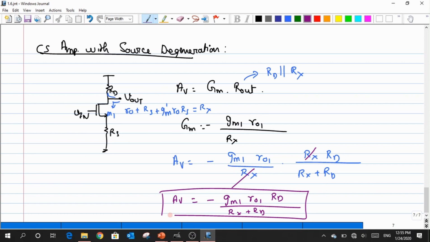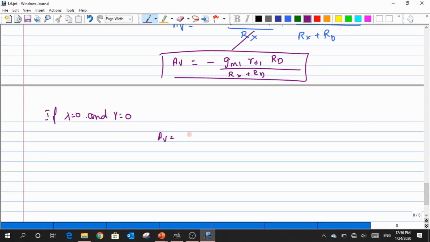Now that we have got this expression, let us have a deep look into this. In case I assume that lambda is equal to 0 and gamma is equal to 0, how does this expression step down? We'll work with GM itself. What happens to the GM, which was defined as something like GM1 divided by, I just divide this entire thing, so I'll have something like RS, R0 and then GM prime, RS, something like this, right?